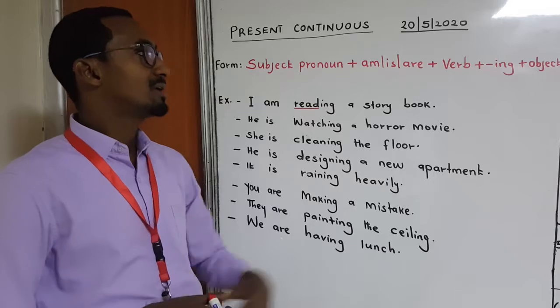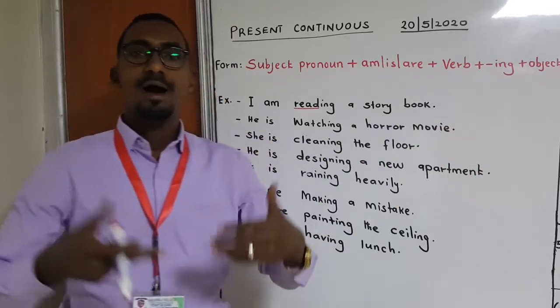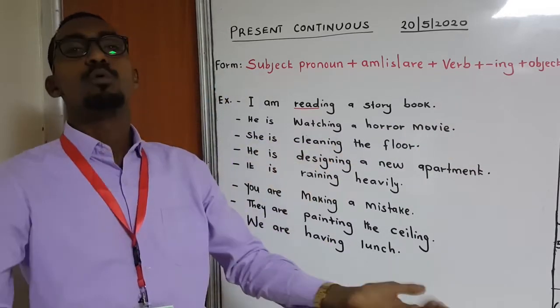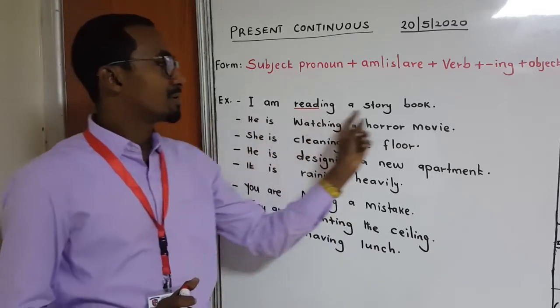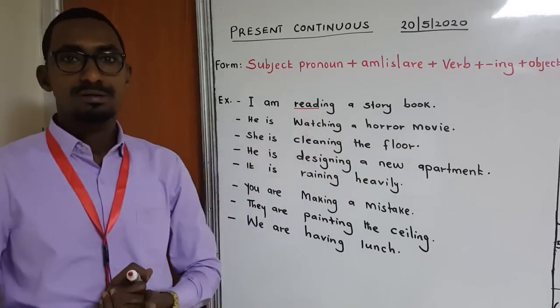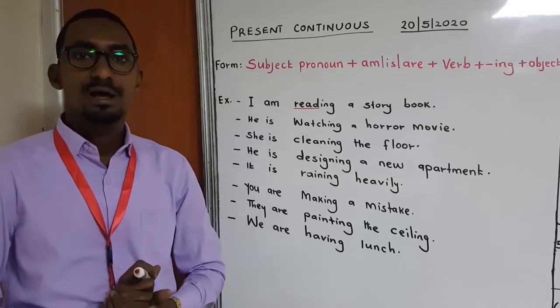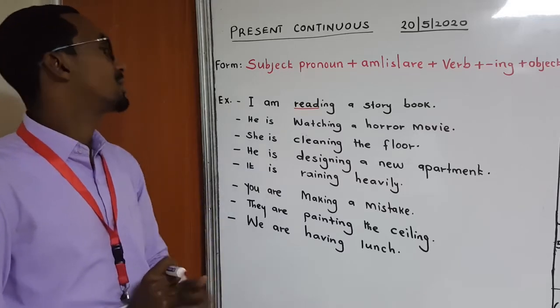Then the question comes here. What is the object? I am reading a storybook. I'm reading a storybook. Now this is a present continuous tense sentence. I'm reading a storybook.